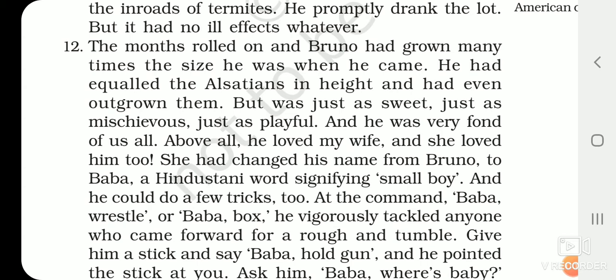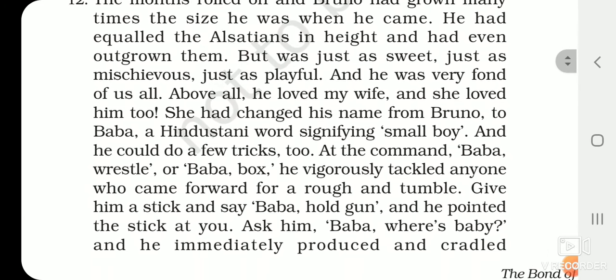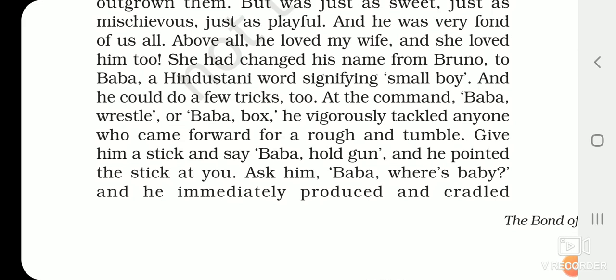Above all, he loved my wife, as she loved him too. She had changed his name from Bruno to Baba, a Hindustani word signifying small boy, and he could do a few tricks too. At the command, Baba, wrestle, or Baba, box, he vigorously tackled anyone who came forward for a rough and tumble. Vigorously means in a very aggressive way. Tackled means he handled anyone who came towards him in a very aggressive way. Rough and tumble means he was ready to wrestle with them, fight with them.